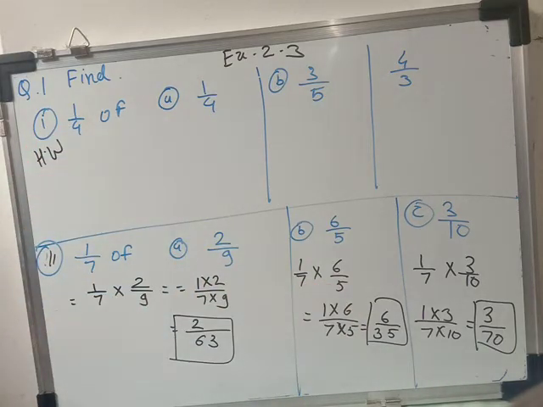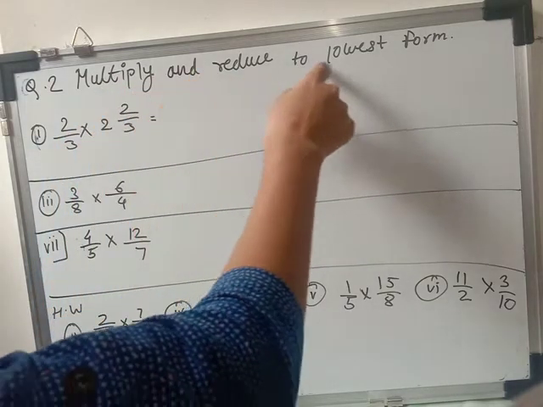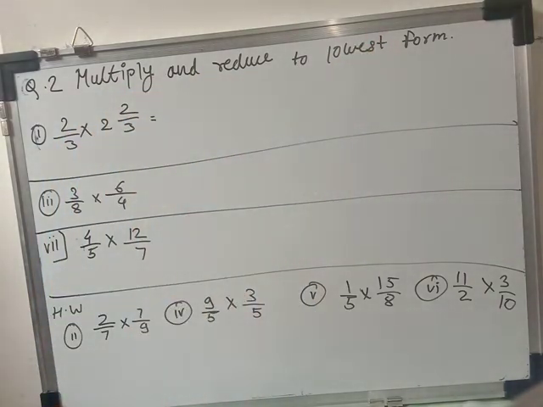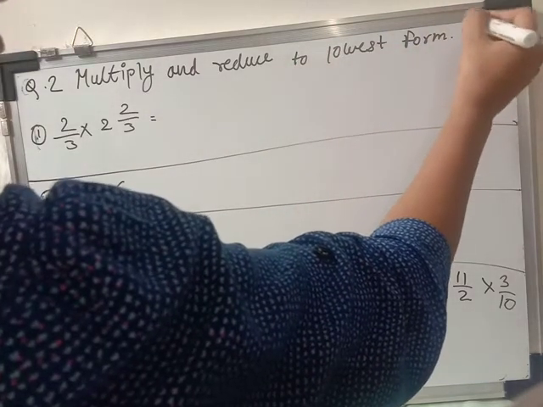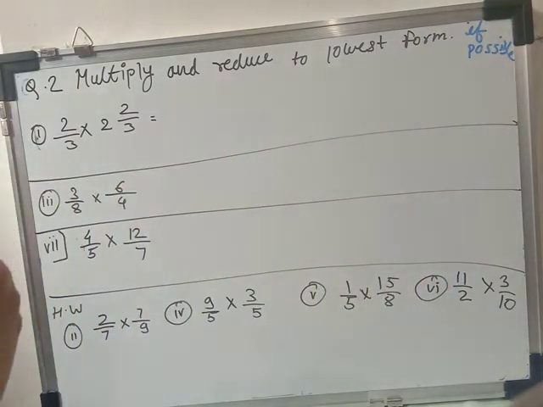Okay, let's solve question number 2. In question number 2 also there are so many questions. So I'm going to solve some of them, and the remaining questions you have to solve. You have to see how I'm solving, and in the same way you have to solve. Now question number 2 is: multiply and reduce to lowest form if it is possible. They have given that if possible, do it; if it is not possible, leave it.